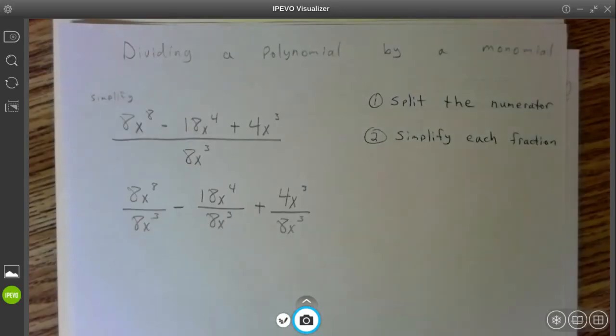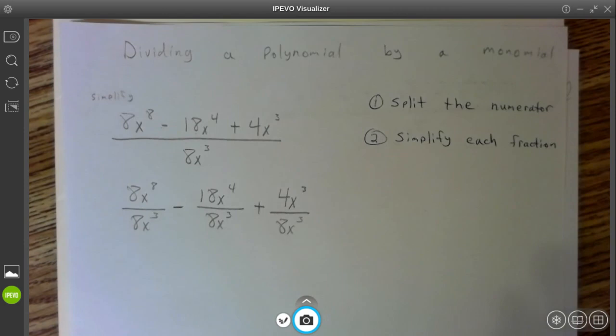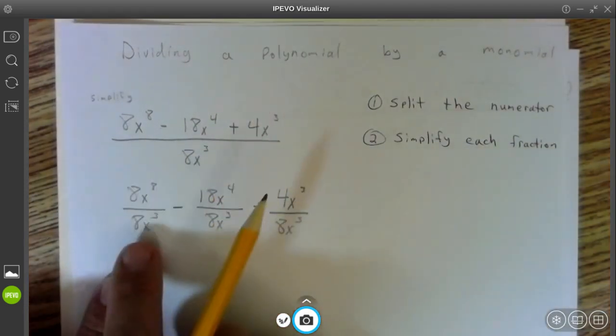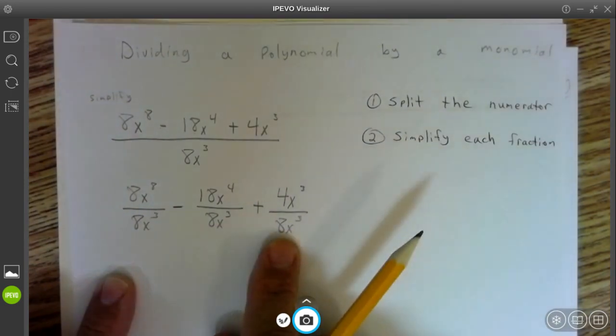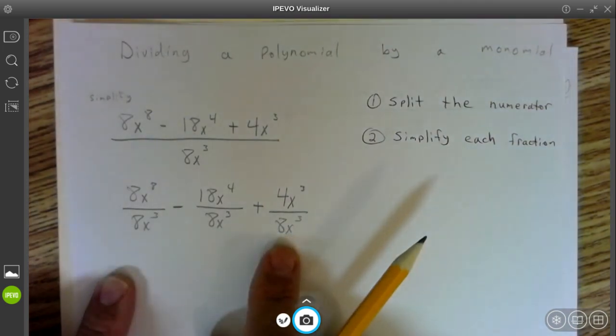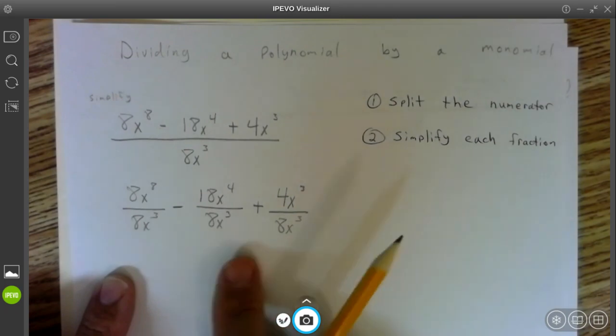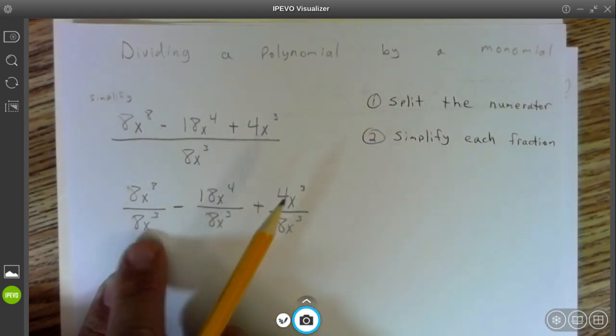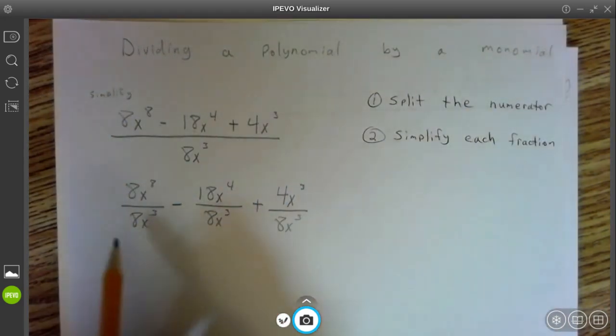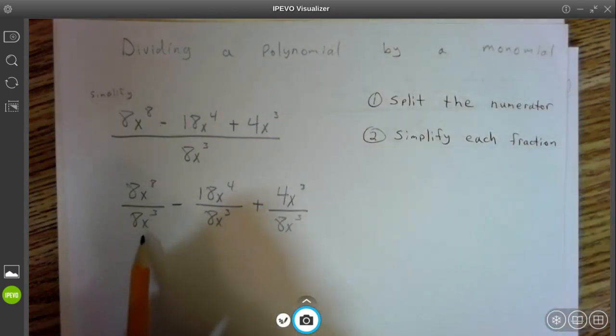So the reason you're able to do something like this, give it a think, has to do with the rules that we use for adding and subtracting fractions. So we're able to split a numerator into several terms, but we are not allowed to split up a denominator like this. It's only for taking several terms of a numerator and writing them individually. Then you just simplify each of these by themselves.